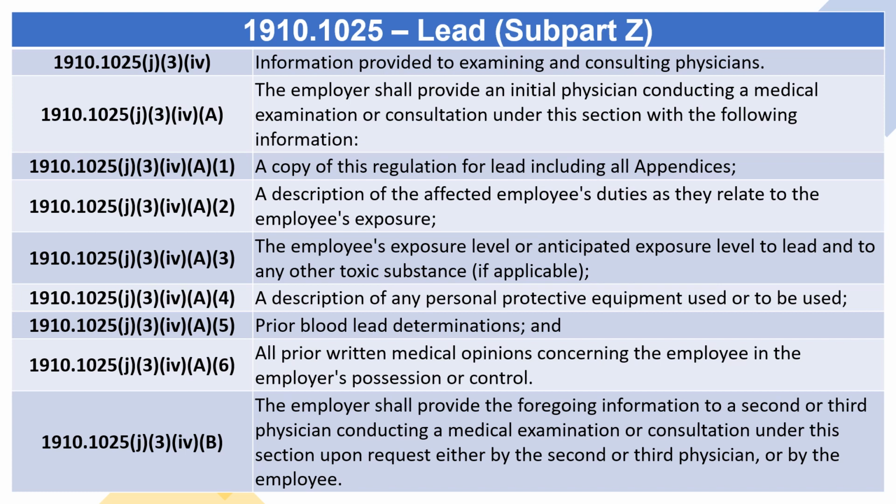1910.1025(j)(3)(iv)(B), the employer shall provide the foregoing information to a second or third physician conducting a medical examination or consultation under this section upon request either by the second or third physician or by the employee.